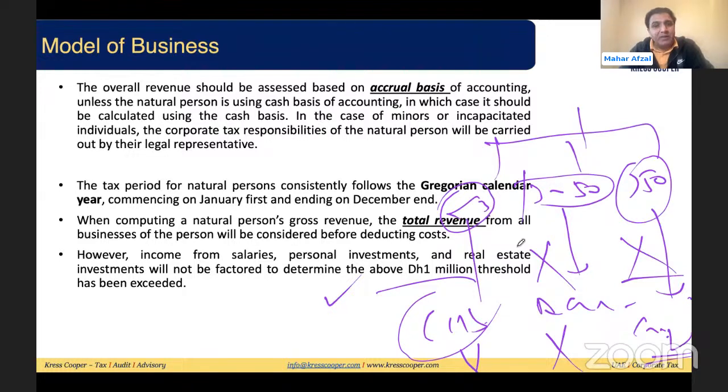Then the tax period for the natural person consistently follows the Gregorian calendar year, commencing 1st of Jan and ending 31st of December. While computing a natural person's gross and total revenue, from all businesses will be considered before deducting costs that we already discussed. I already highlighted this as well. However, the income from salaries, personal investment, and real estate investment will not be considered while calculating revenue of 1 million dirham.